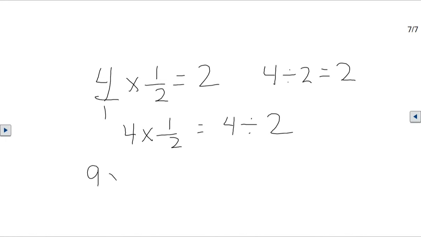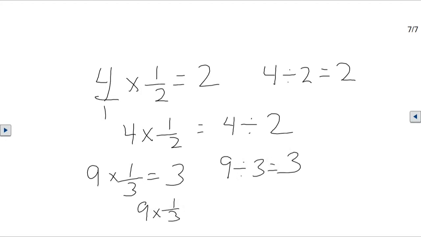If I take 9 times a third, that's equal to 3. A third of 9 is 3. Well, that turns out to be the same as 9 divided by 3. So again, I know 9 times a third is equal to 9 divided by 3. So we can start to see a relationship there between multiplication and division.